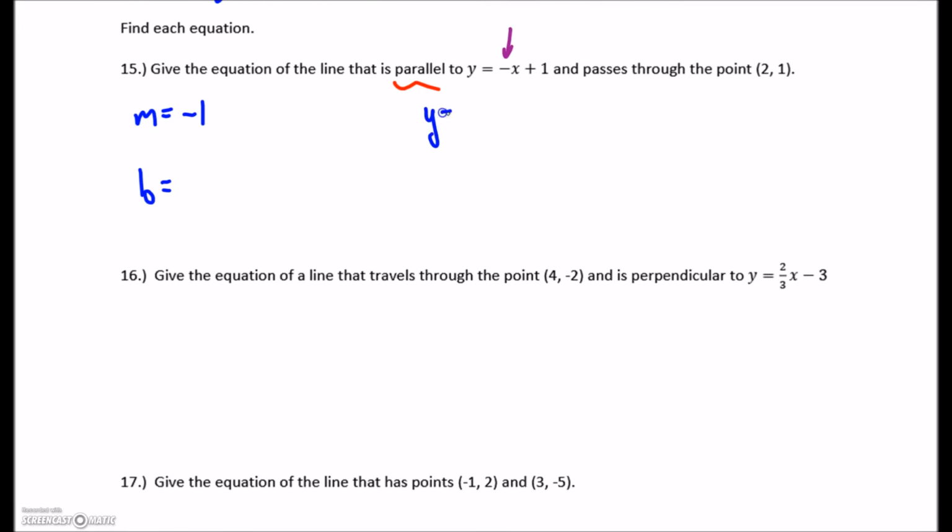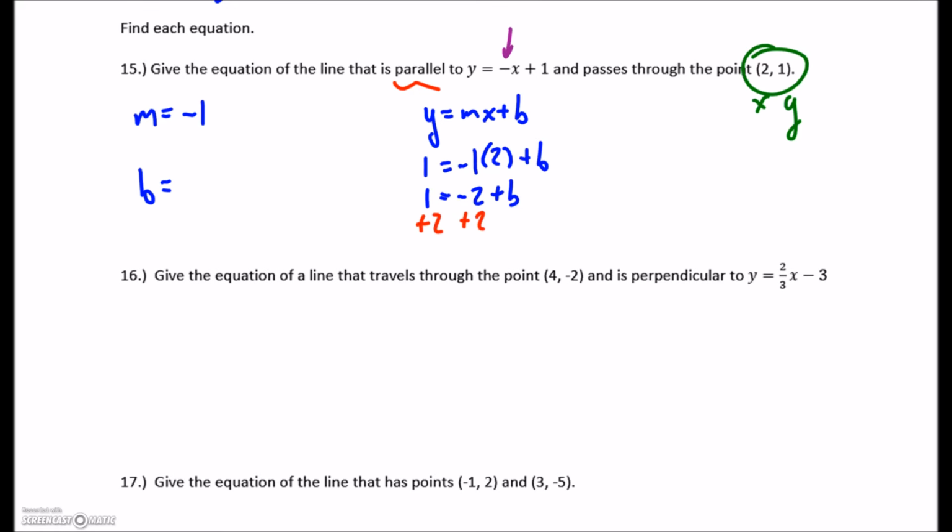So I use a fresh y equals mx plus b, and I plug in what I know. I know the -1 is my m. b is the thing I'm trying to find, so really I just need an x and a y value. And that's why we're given this ordered pair over here. This is my x and my y, so I plug the 2 in for x and the 1 in for y. And now I'm just solving this thing for b. We're going to add the 2 to each side, so we find out that b equals 3.